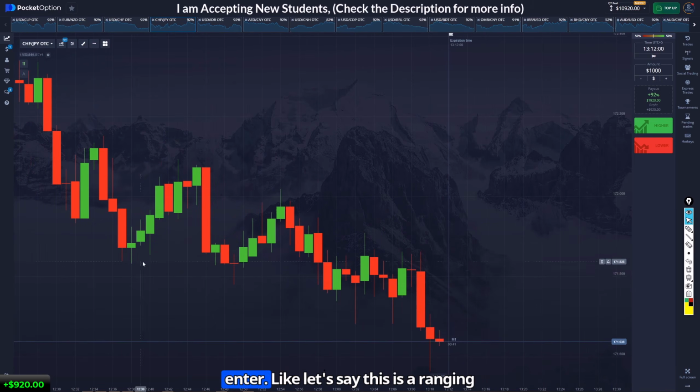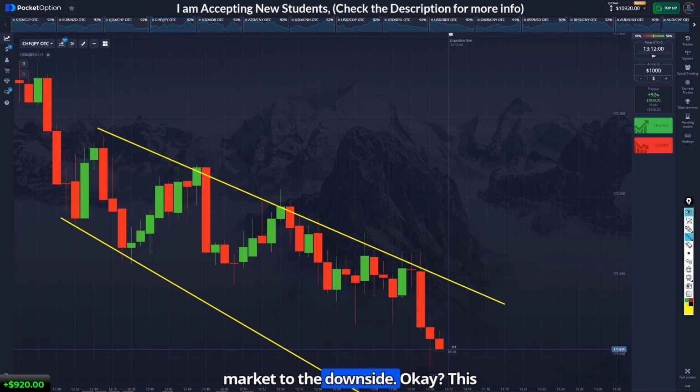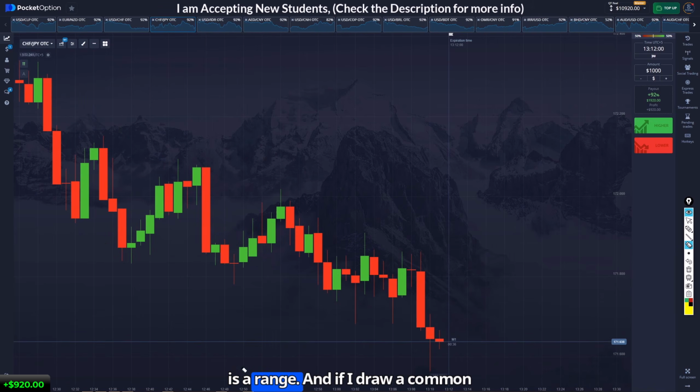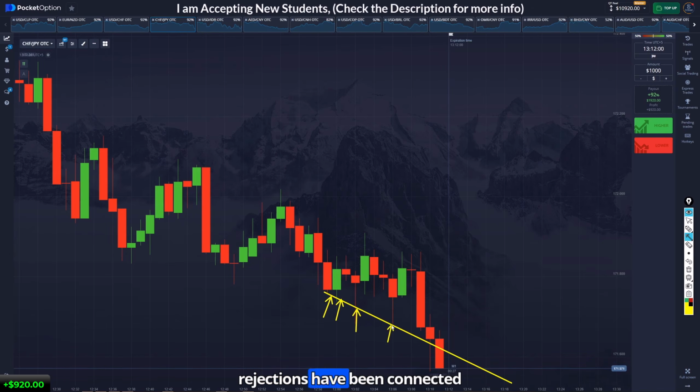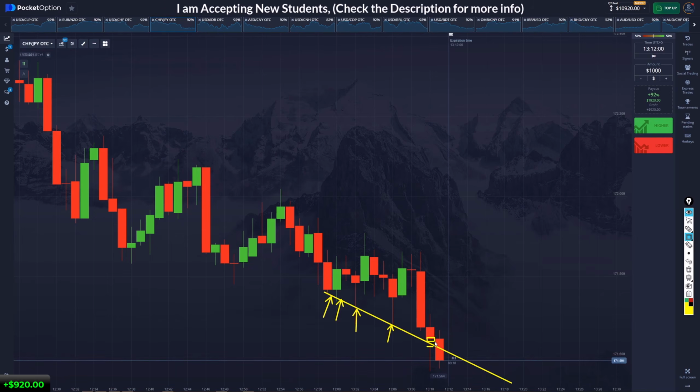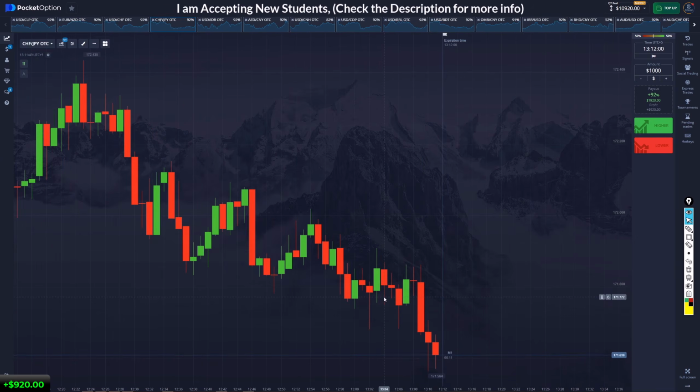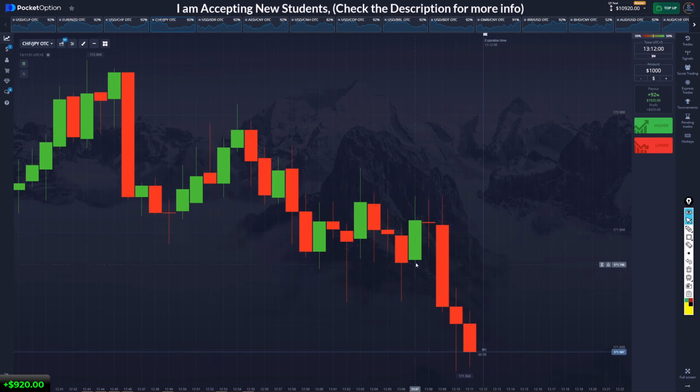You can enter, like let's say this is a ranging market to the downside. This is a range, and if I draw a common point of rejection from somewhere here, you can see that these rejections have been connected together and there's a common line between them. After the candle crosses this line, you can enter. This is one of the ways that you can optimize your entry and have more chance to win your trade. But you have to have the setup first.